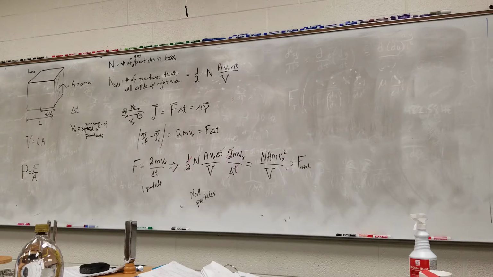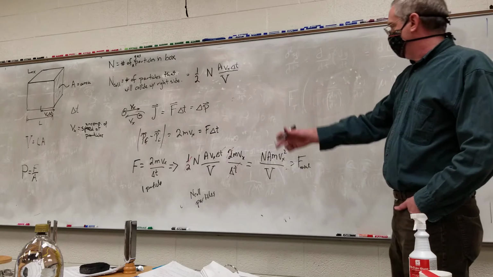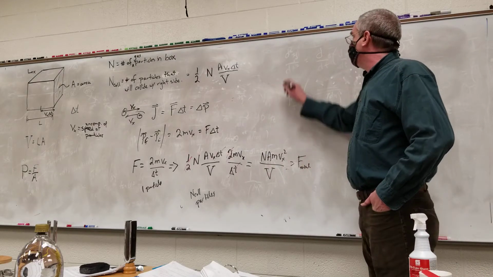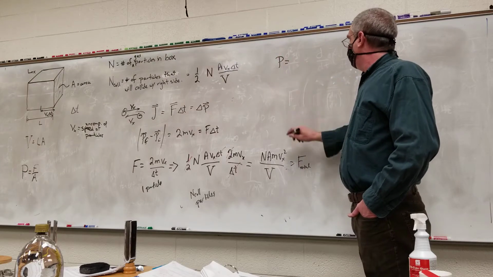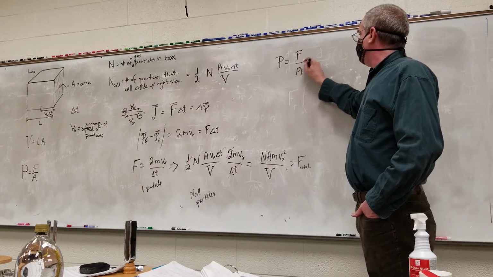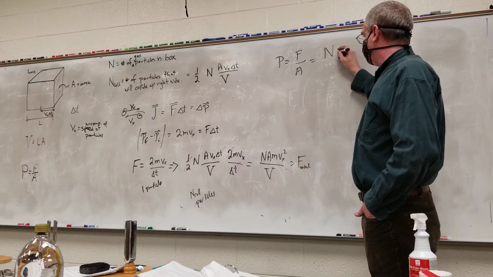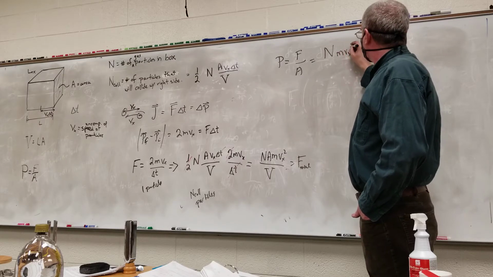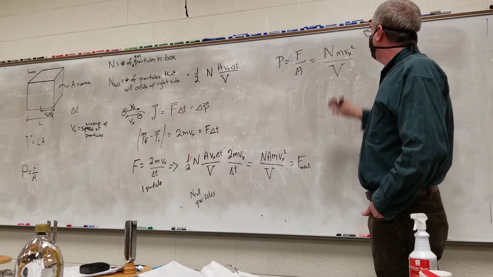Since pressure is force divided by area, it's the force per unit area, well, let's divide both sides by area here, and so now I have the pressure is equal to that force divided by area, which becomes the number of particles, times m vx squared, over the volume.